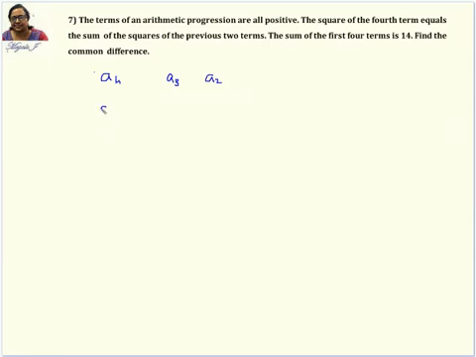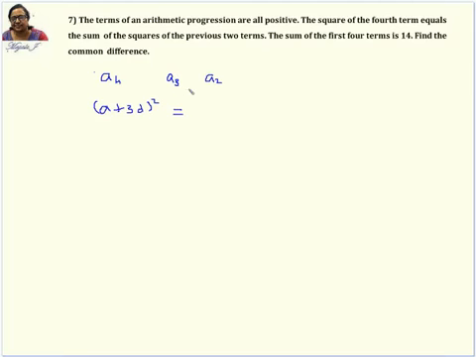A plus 3D. And also it is mentioned that the square of the fourth term, so you just square that. Square of the fourth term equals to, so we are going to equate this to the sum of the squares of the previous two terms. So we are going to consider the squares of the previous two terms.